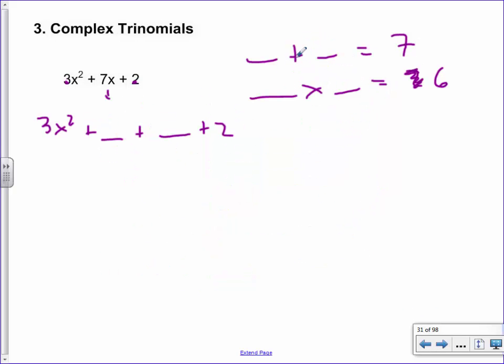Okay, so we need numbers that add to give 7 times to give 6. 1 and 6? Yeah, 1 and 6 will do. It doesn't matter what order we put them in. But what we're going to do is take this 3-term trinomial. It's still technically a trinomial, but we're separating it into a 1x and a 6x. And if you flip-flop the order of those, it'll still work.